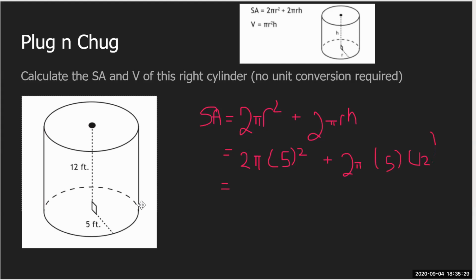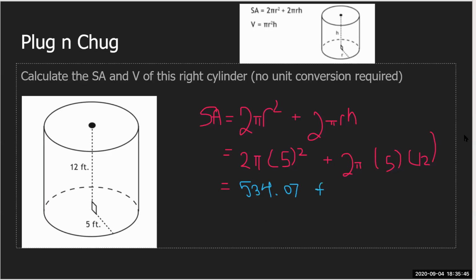You get 534.0707 and so on, but let's round it to the nearest hundredth, which would make it 534.07. And our units, which is feet squared. Now for the volume, we're just going to once again plug in our numbers.